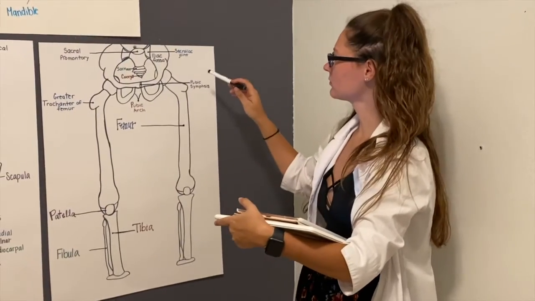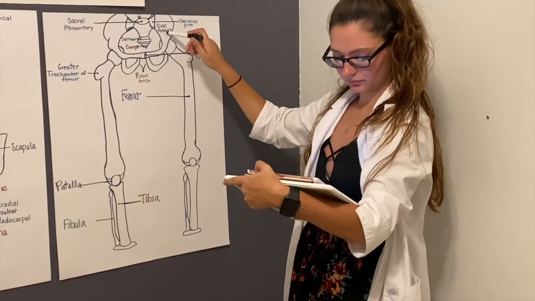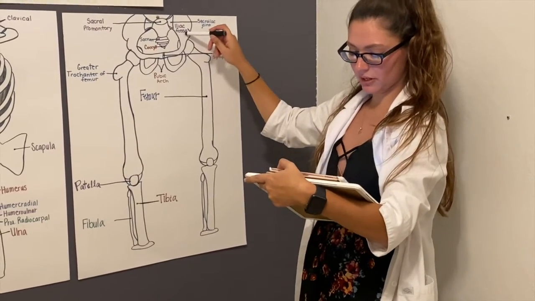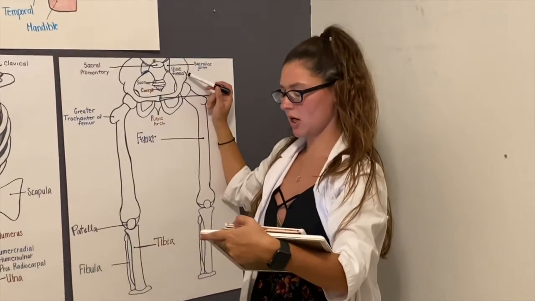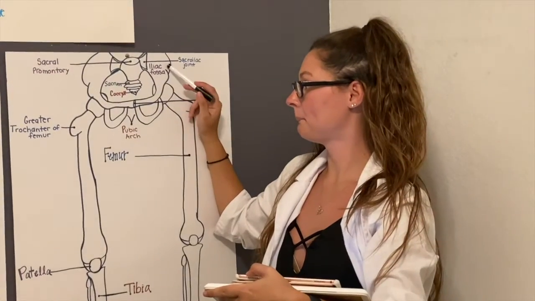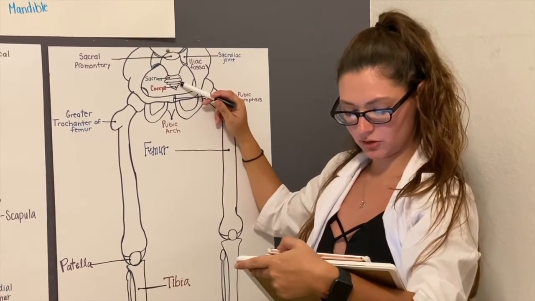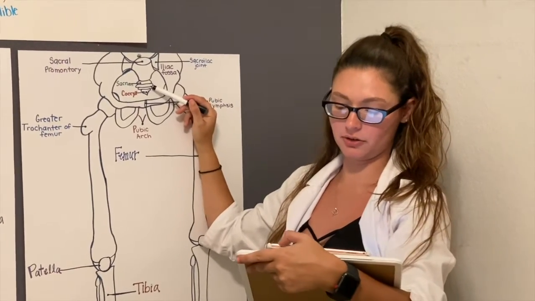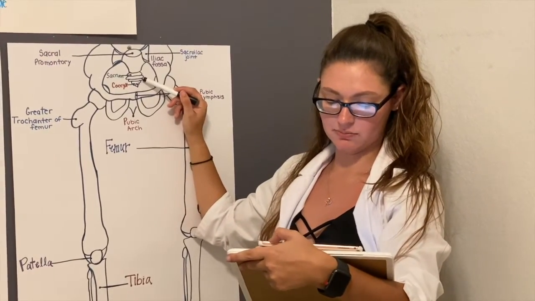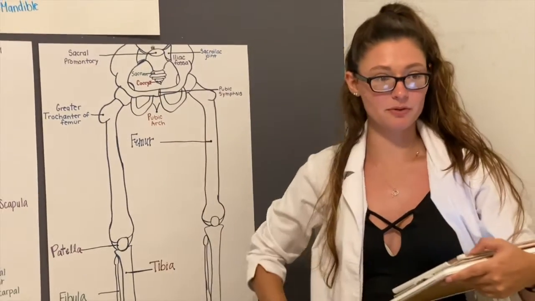The iliac fossa, which is a shallow depression located on the internal surface of the upper ilium. We have our coccyx, which is also known as our tailbone. It is a small triangular bone resembling a small tail located at the end of our spine.